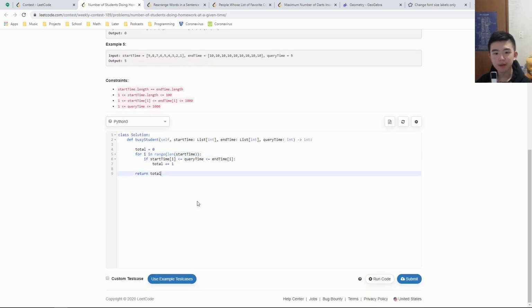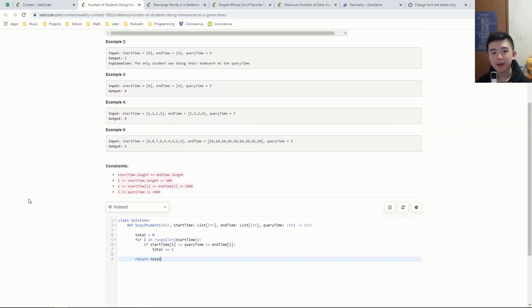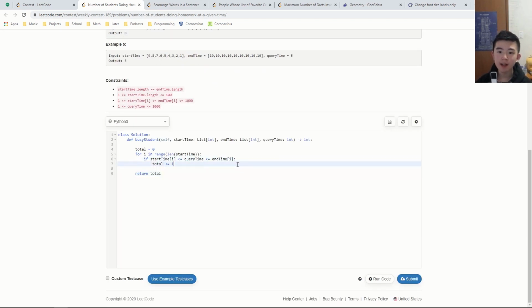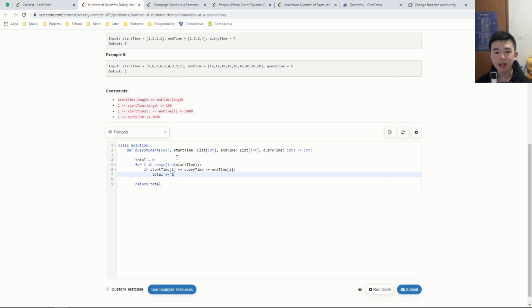Basically, we just loop through every single student and see when they started, see when they ended, see if query time falls between that range, and if it does, that means that student was doing work during that time, and that means we add 1 to the total, and then at the very end, we just return the total. So that's a very simple number 1.